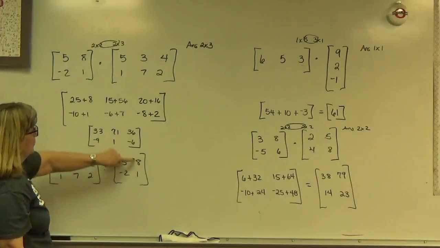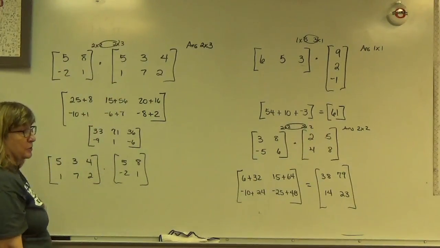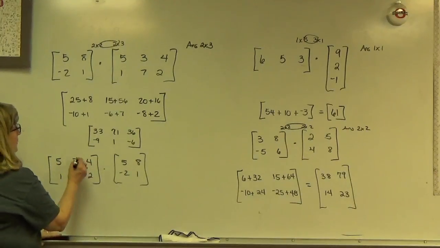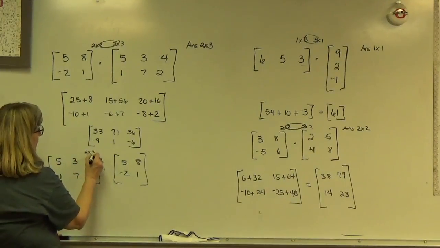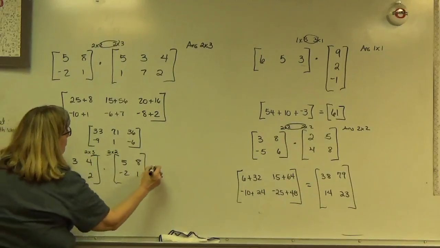This is my first matrix, I moved it over here. This one's my second matrix, I moved it to the first position. Now, what are the dimensions of this one? We said it was a 2 by 3, and the dimension of this one was a 2 by 2? It won't work. Yeah, it's not possible.